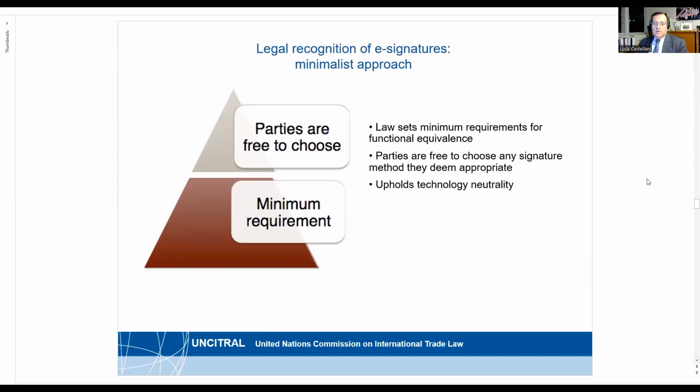When it comes to electronic signatures, we have the so-called minimalist approach, which is the one adopted in certain UNCITRAL texts as the standard that is acceptable to everyone. So here the law sets minimum requirements for functional equivalence, as we just saw. And the parties are absolutely free to choose the technology and method that they prefer. And of course, this is fully technology neutral. But there is limited guidance on which methods and technologies are appropriate for that transaction. It is entirely up to the parties to decide.